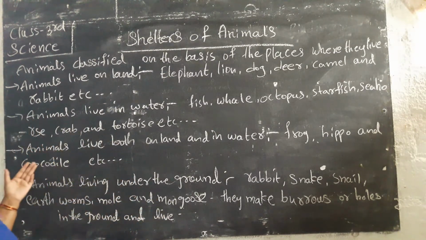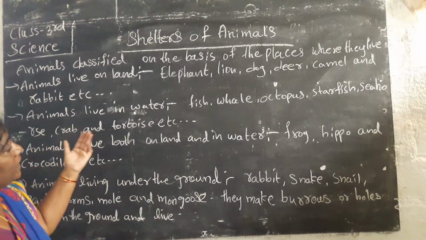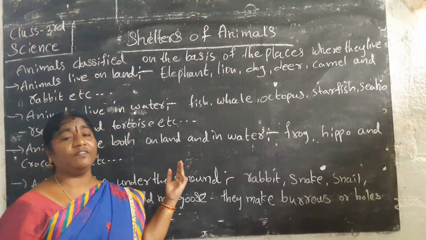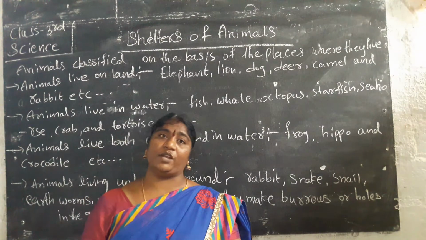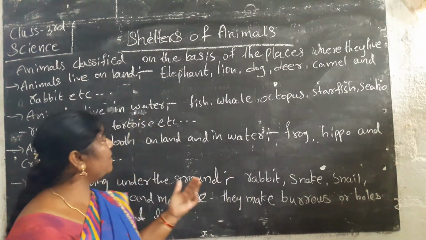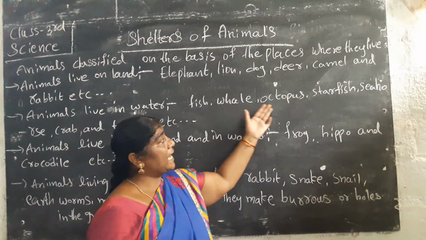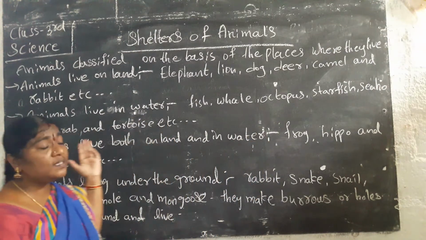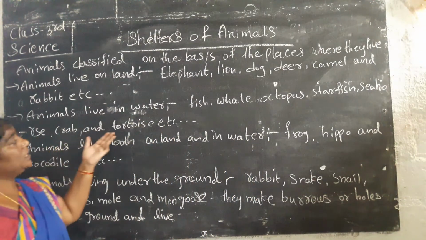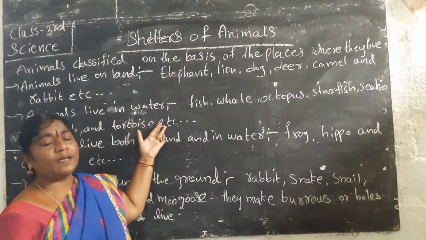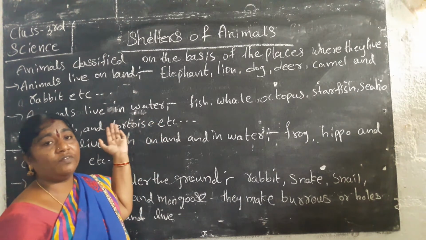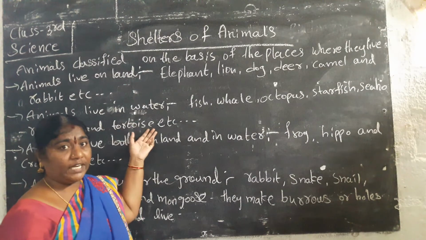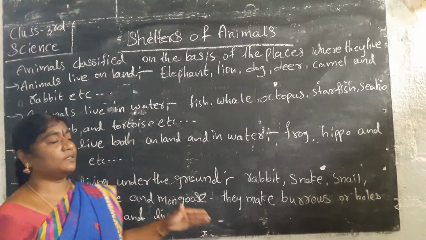The next one is animals that live in water. Animals that live in water are called water animals or aquatic animals. Examples: fish, whale, octopus, starfish, seahorse, crab, tortoise, etc. I have given some examples. What are they? Water animals.